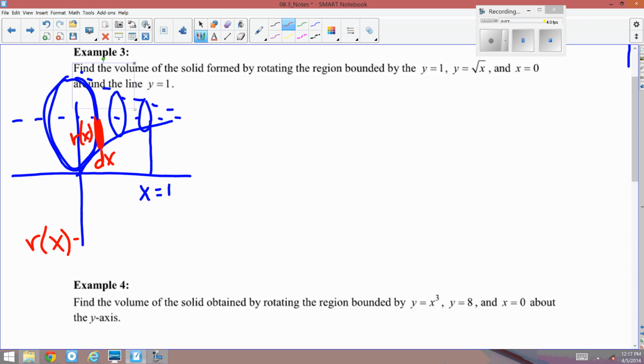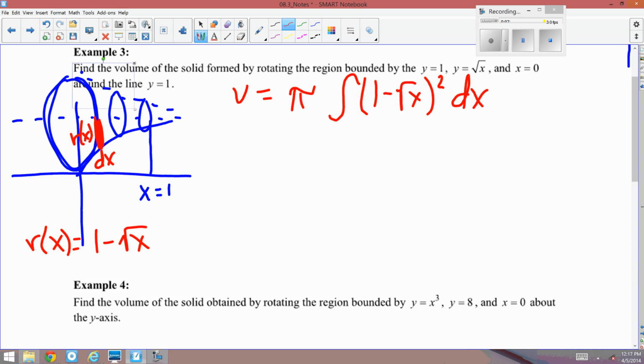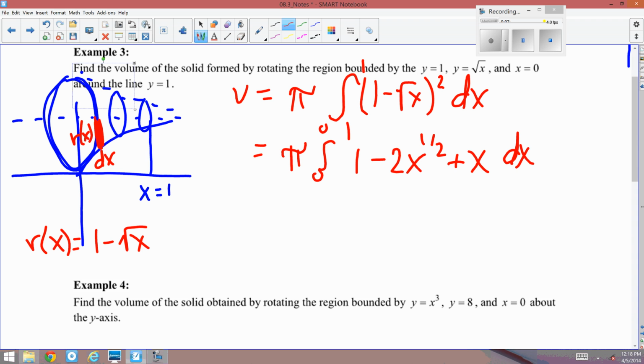So r of x is 1 minus square root of x. Find the volume. All right, pi times the integral of the radius squared, 1 minus square root of x, quantity squared dx, and this time we're going from 0 to 1 again. Pi times. It'd probably be easiest to distribute that out. 1 minus 2x to the 1/2 plus x. All right, and I would like you guys to finish this problem and write your answer in simplest form for your whisk. Okay, so find the volume, put it in your whisk.